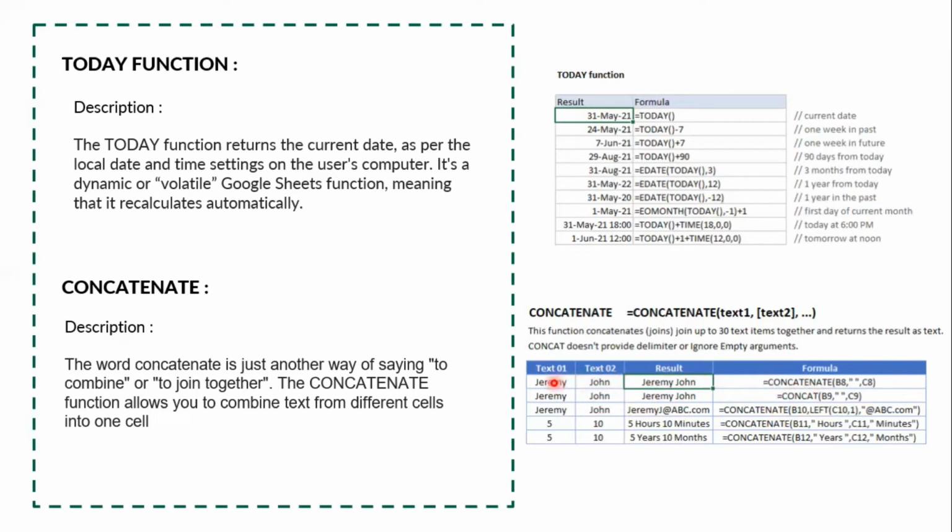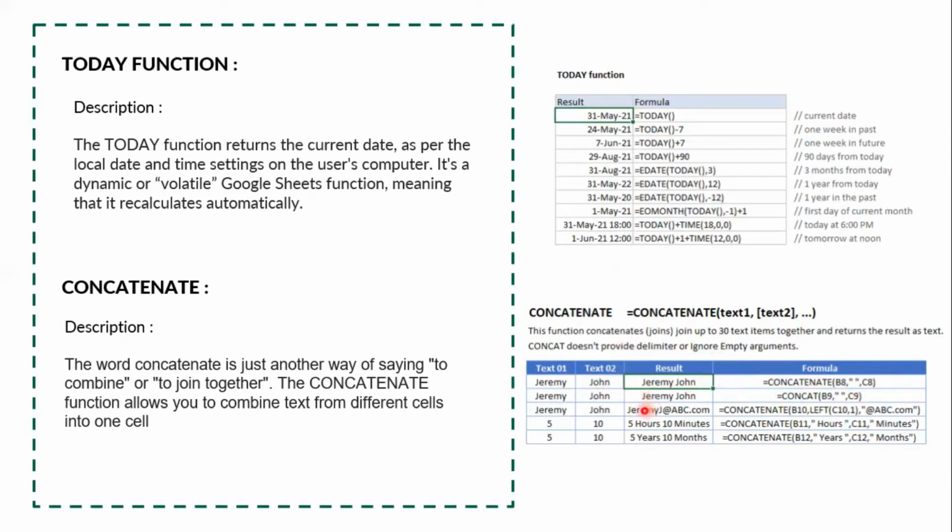the word that you wish to combine. In this case it would be B4, and comma again, put in the quotation marks, and then comma again, followed by the second text that you want to add, which here in this case is C4. And then when you press enter, you will get Jeremy John combined instead of split.